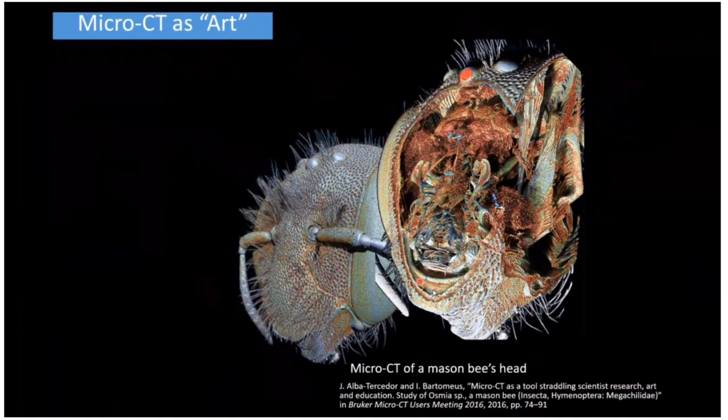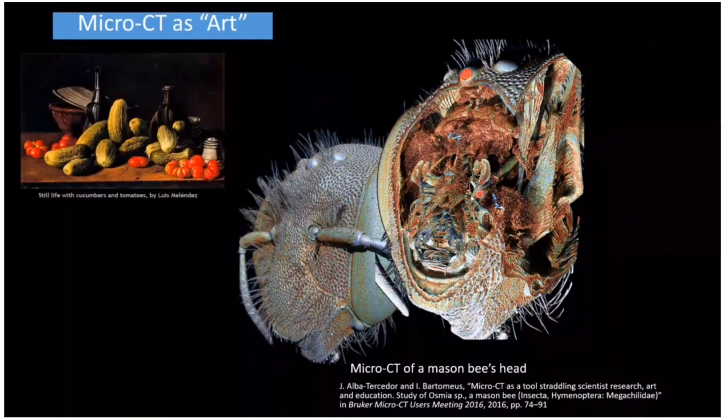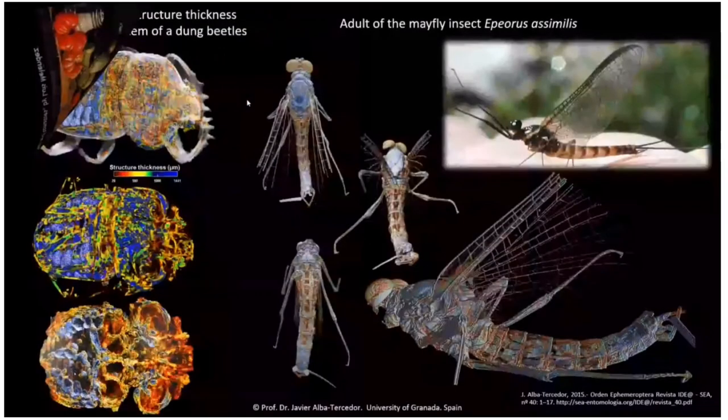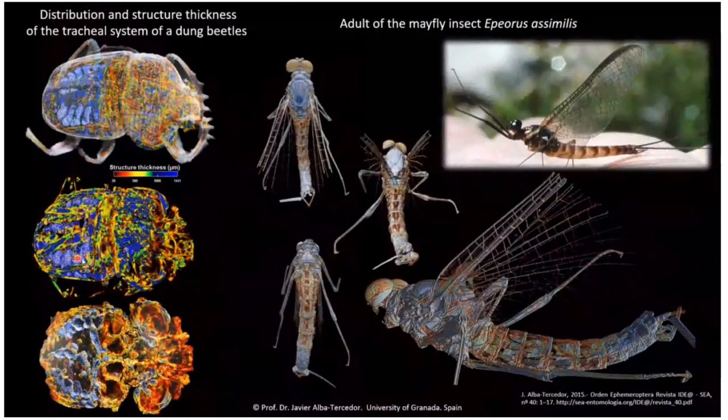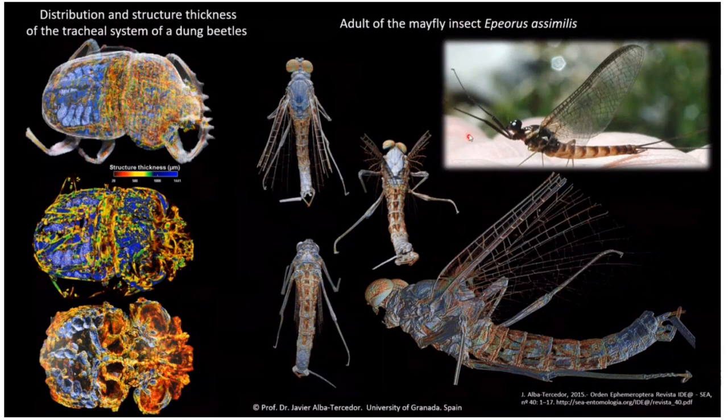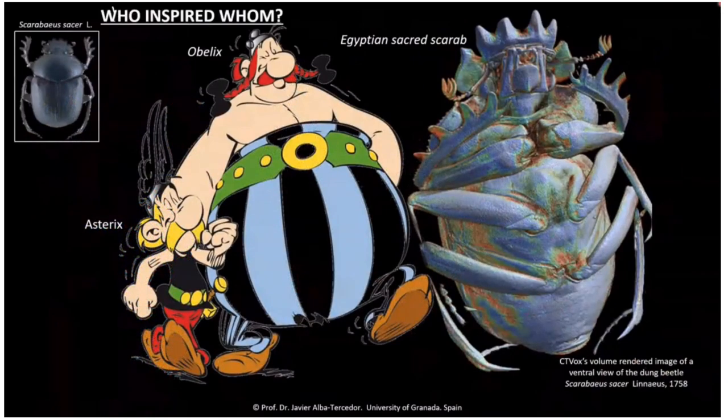this is the head of the mason bee with CTVox, compared with an art still life. These are different images, or here is the tracheal system of a dung beetle, or even the representation of a mayfly insect of this species in color, that is really art. Or this was surprising for me, and even funny, because when I was studying Scarabaeus sacer, a dung beetle, and I looked at it from the ventral side, it was looking at me very similar to Obelix. Look at that. Even the eyes are clicking. But this is the ventral side of this beetle.